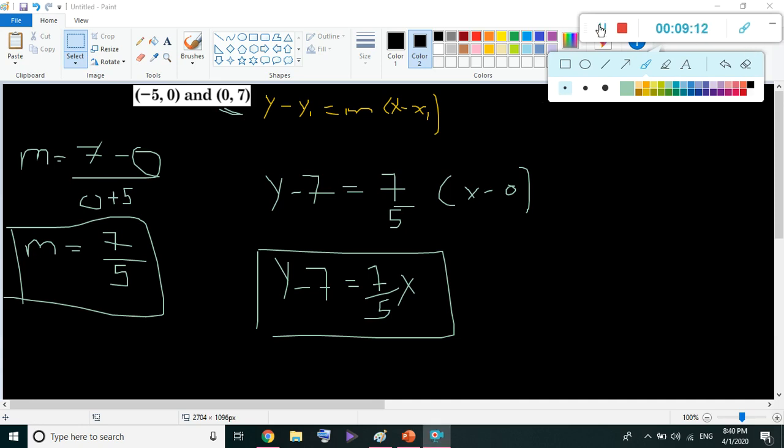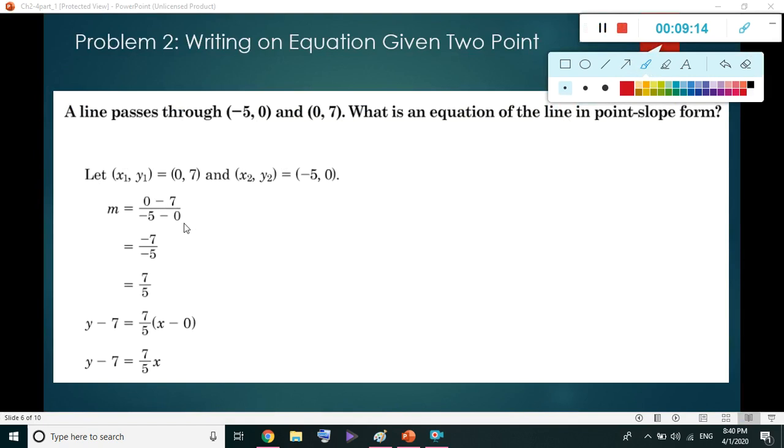Let's check our answer. They found the slope, 7 over 5. Then they used the same point that we did, which is 0, 7. They just substituted, and this was the final answer. Or, if we want to substitute the other point, it's going to be y minus 0 equals 7 over 5 times x plus 5. So either this or this, you're going to have the same answer, because the line passes through both points, so it's fine to use either point.